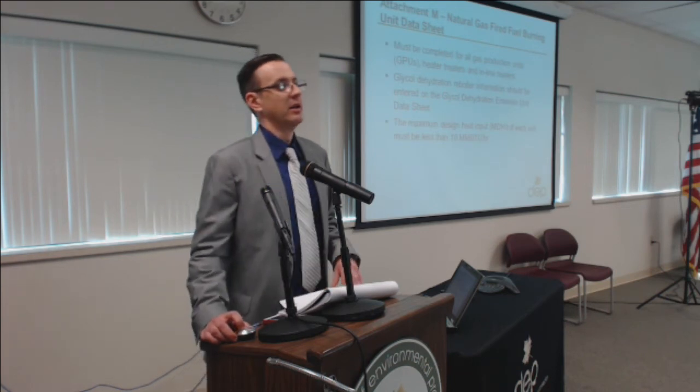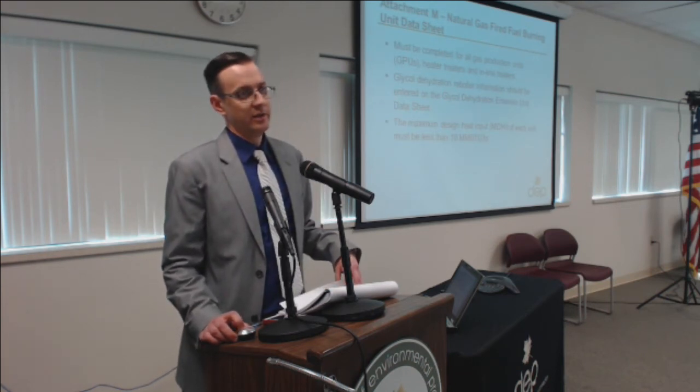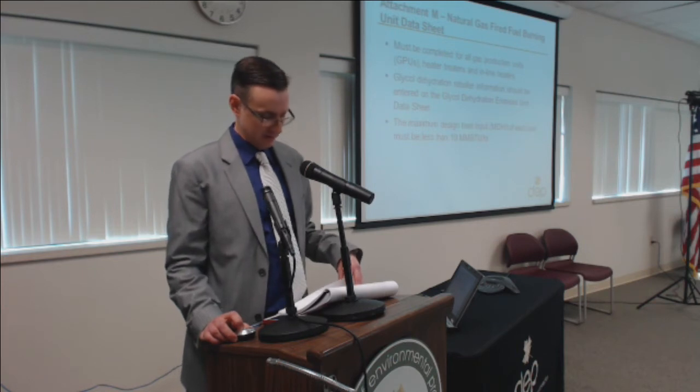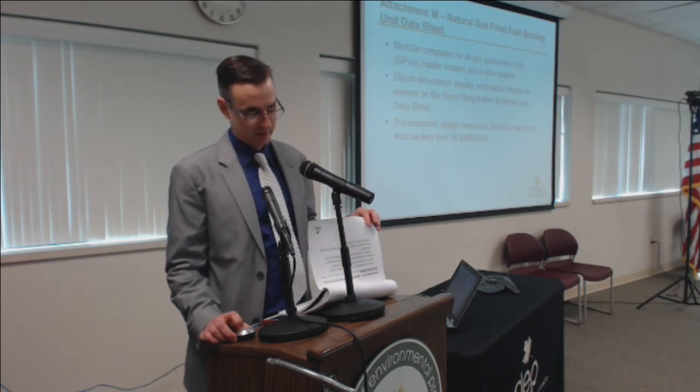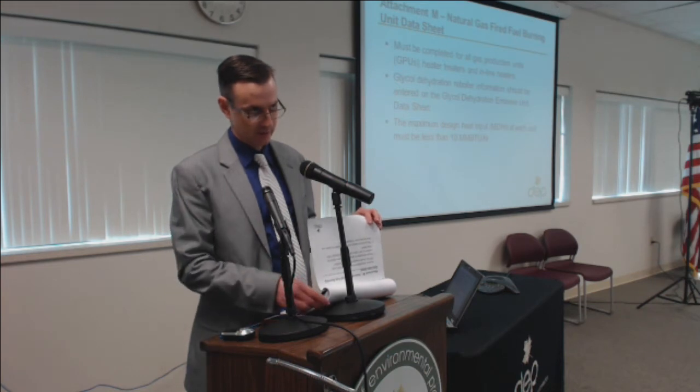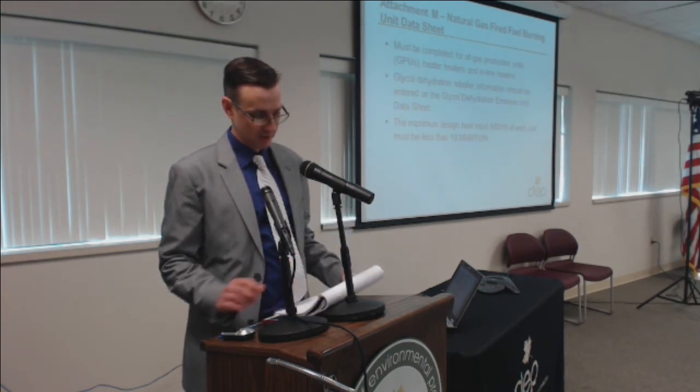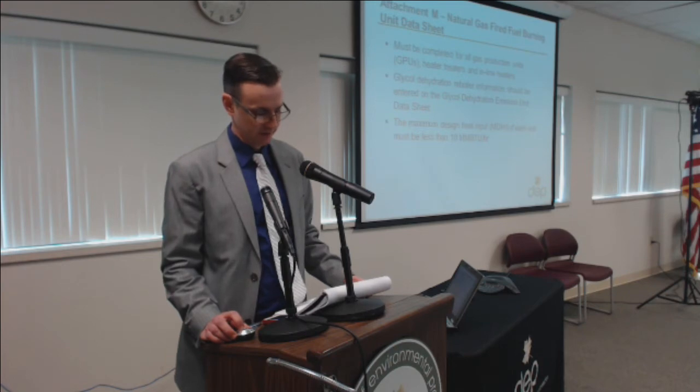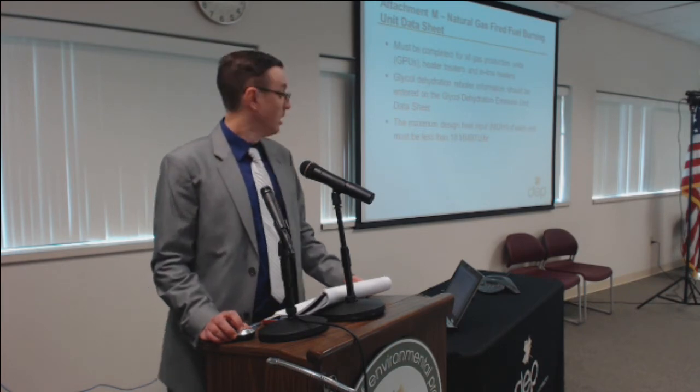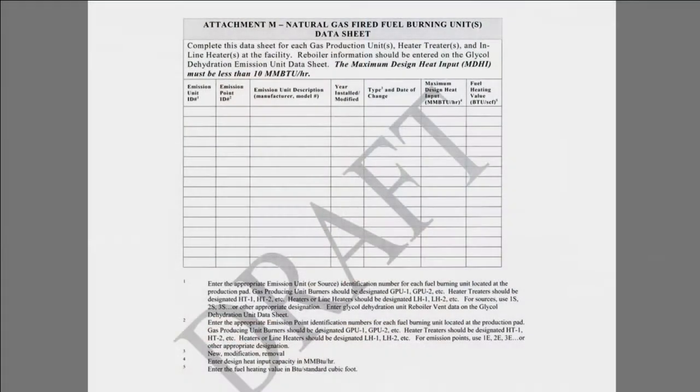And a reminder that the maximum design heat input of any of these units must be less than 10 million BTU per hour. Shouldn't be a problem because, like I said, most of them we see are in the 0.5 to 1.5 range. So if you turn to page 19 of your application, it's a sheet where you have to fill out for the natural gas fired fuel burning unit. And you'll include the IDs, the description, year modified, the maximum design heat input, and the fuel heating value.